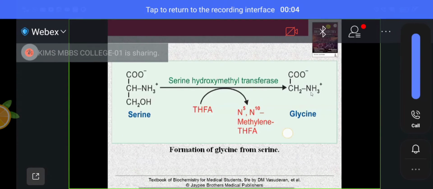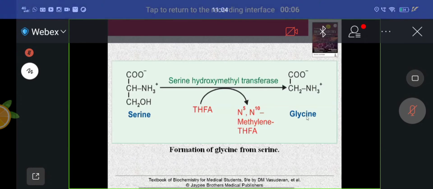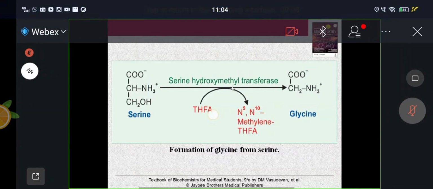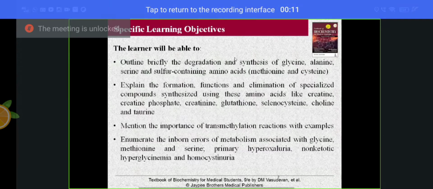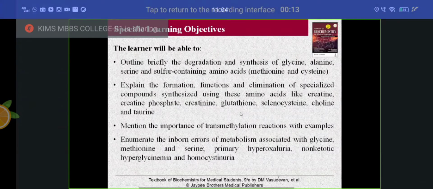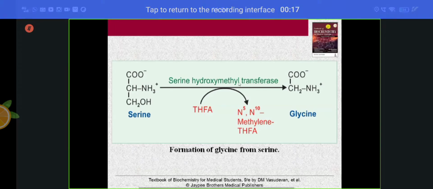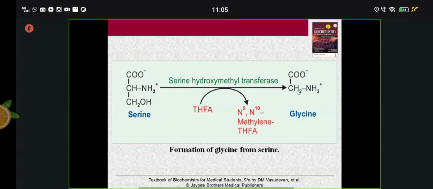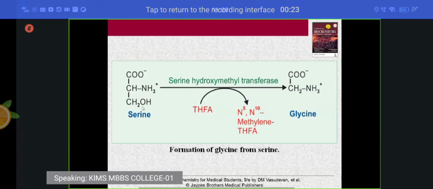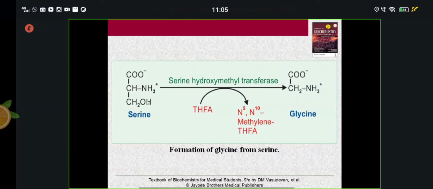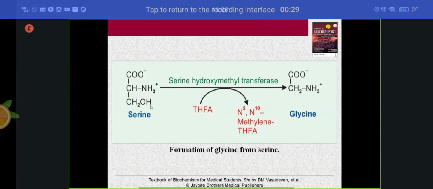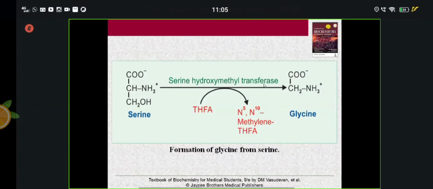and CO2 minus NH3. So how can glycine be formed? So serine with the help of serine hydroxymethyl transferase. So what is the difference between serine and glycine? If you see this diagram, the difference is in this particular extra carbon and hydroxyl. So this is lost. So this enzyme is serine hydroxymethyl transferase.